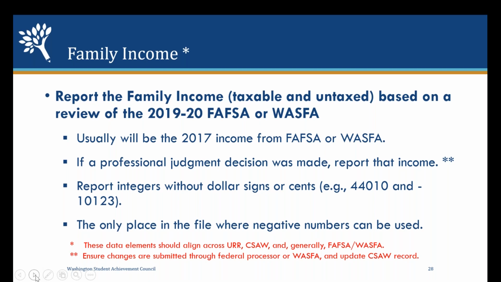We want you to report integers without dollar signs or cents. So no dollar sign, no .00. If it's $44,010, then it would be 44010. This is the only place on the unit record where negative numbers can be used. So if there is indeed a negative family income, you can put that in this field. But it's the only place, so keep that in mind.